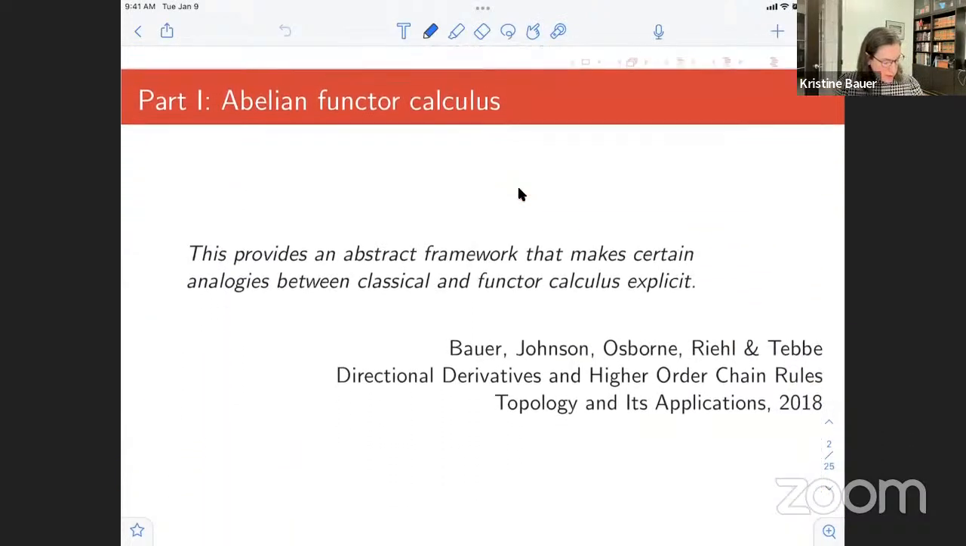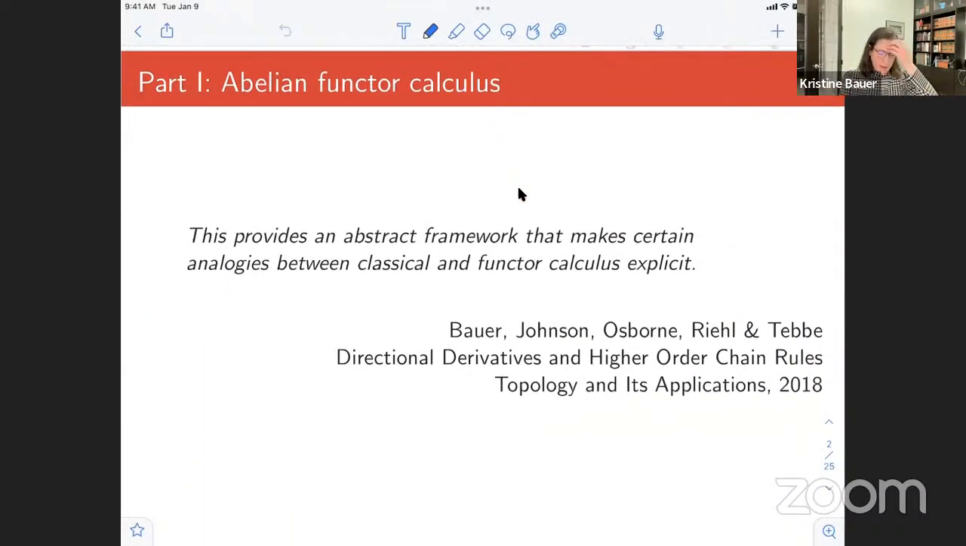So I'm going to start by talking about abelian functor calculus. And I'm going to start by talking about a project that was completed at one of the Women in Topology workshops by myself, Brenda Johnson, Christina Osborne, Emily Riehl, and Amelia Tebbe. And affectionately, this project is known as BJORT, in case I manage to say that later.